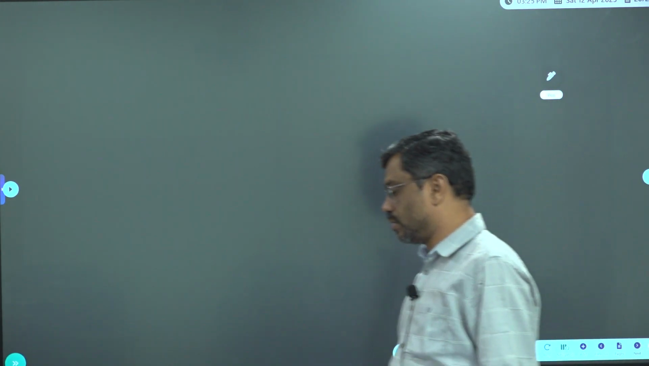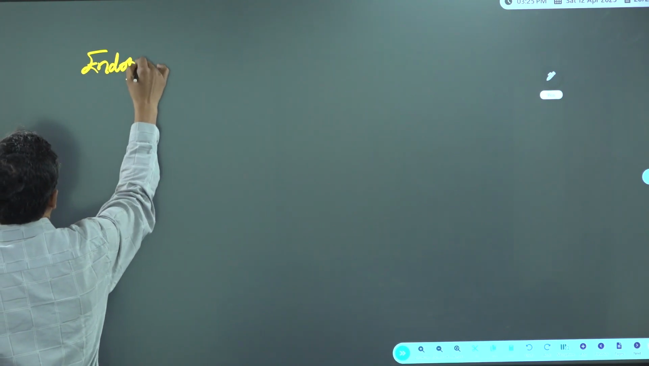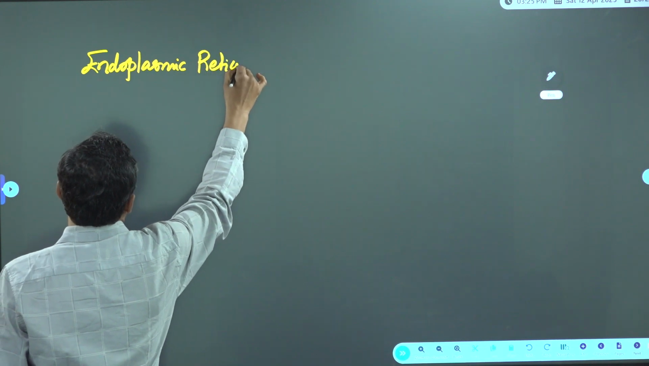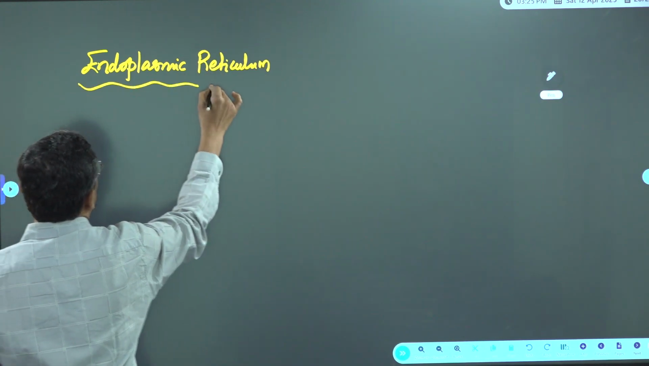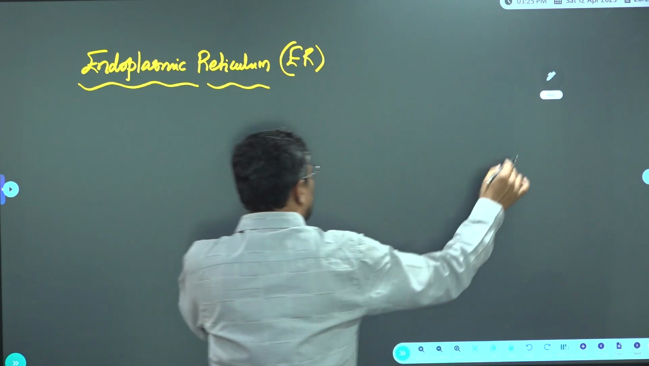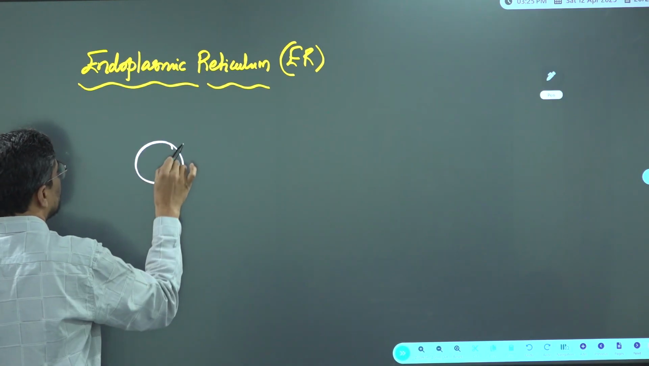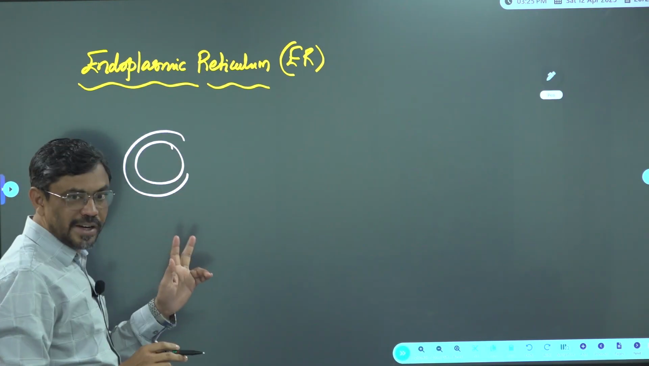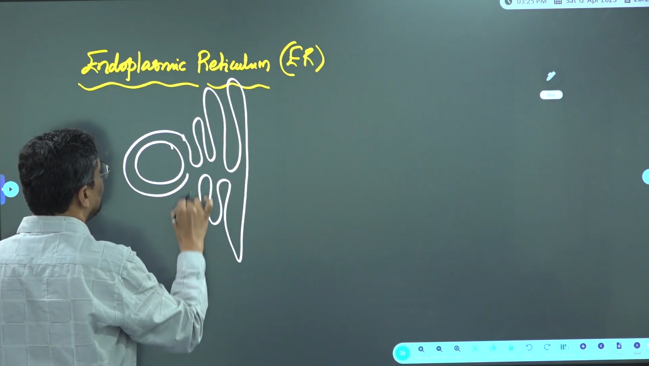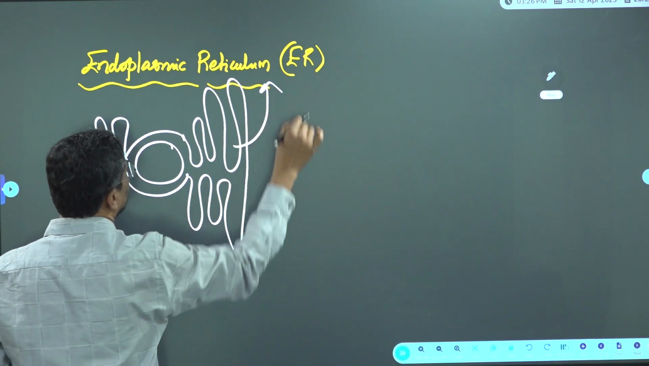And next one is endoplasmic reticulum, called ER. Actually it is a membranous network extending throughout the cell from the nucleus. Suppose this is the nucleus. The nucleus also contains two membranes, outer and inner membrane. From this outer membrane, there is a membranous network like this, which extends throughout the cell. This is called endoplasmic reticulum.